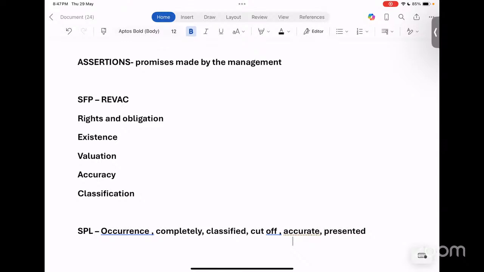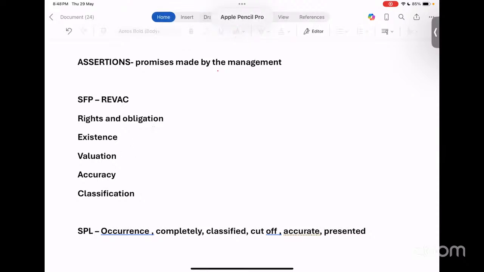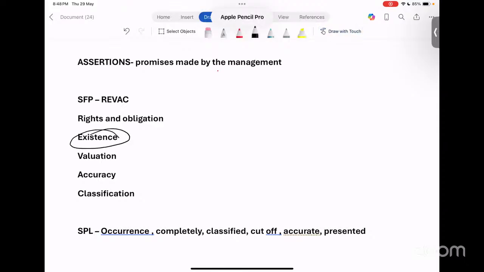Let's suppose I say, go and do a physical inspection of the factory site. Why would you do a physical inspection of the factory site? Because, ma'am, to see whether it exists or not. So when I say existence, that's actually an assertion. Yes, existence is an assertion here. It's an assertion of the statement of financial position. So yes, that's what we have to do. We are checking the existence of that particular asset.